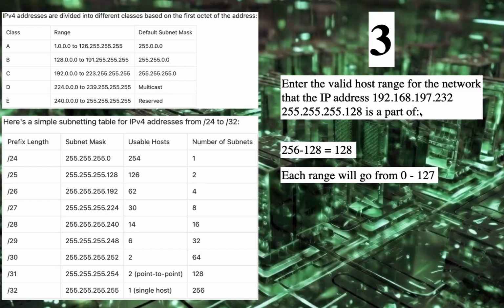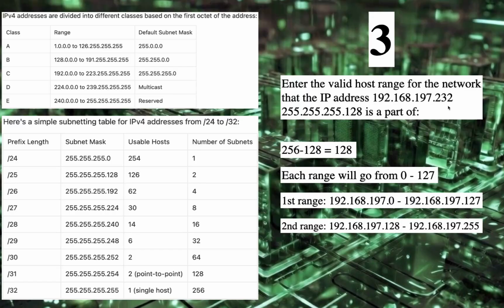So for example, our question, this IP address, the first range of this address is going to be 192.168.197.0, and it's going to end at 192.168.197.127. The second range will be from 192.168.197.128 all the way to 0.255, because remember, IPs don't go higher than 255. But you also have to remember the network address is the first address and the broadcast address is the last address. So for example, in this range, 0.0 is the network address, and this 0.127 is the broadcast address.